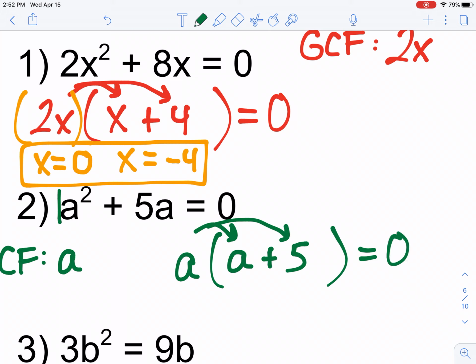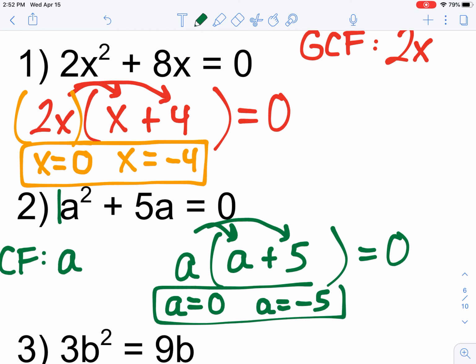And then finally, we're going to write our two answers. What numbers for a would make these equal to 0? Well, the number 0 itself and the number negative 5. And that's it. Those are your two answers.